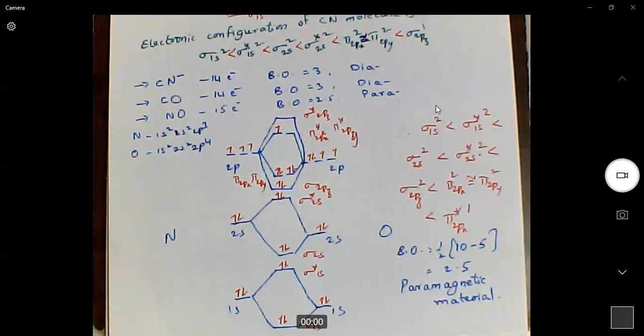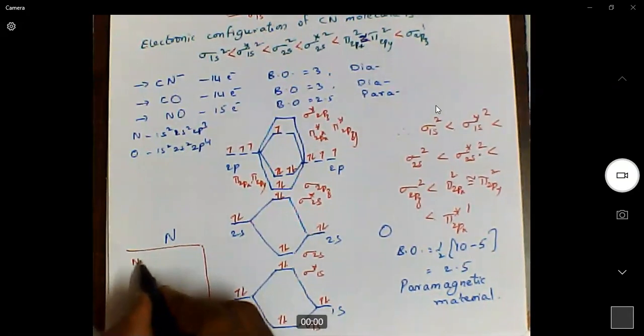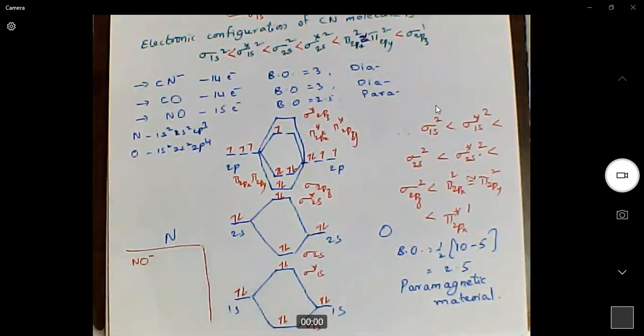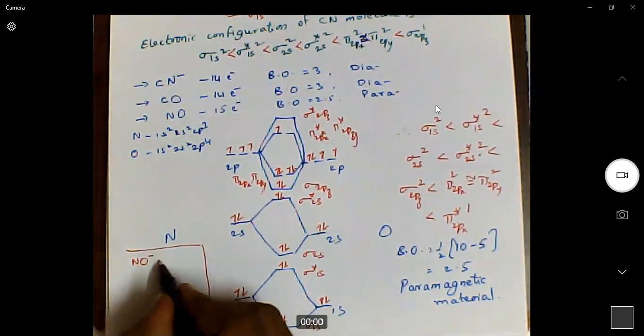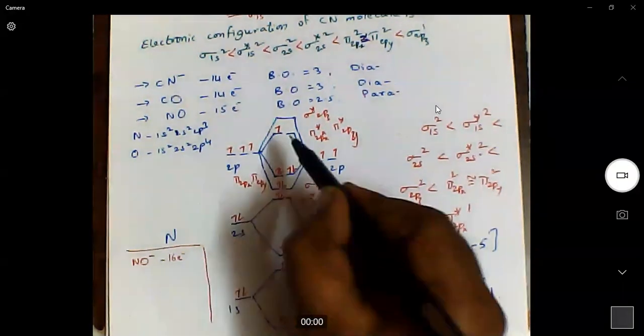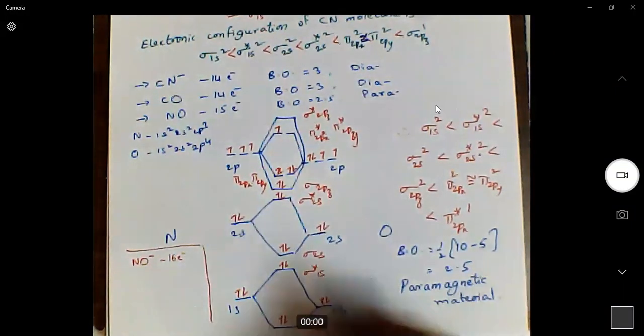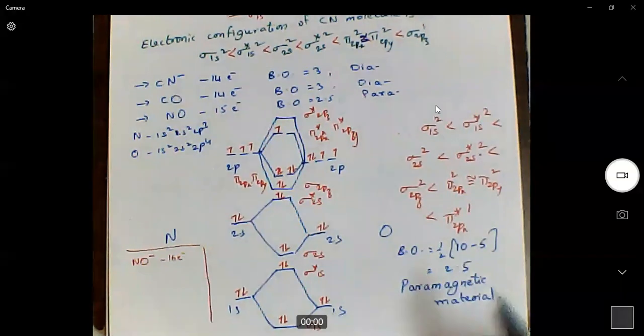Please take the notes along with me. If we add an electron to NO molecule, it becomes NO minus. For NO minus, we will have 16 electrons. That means we will add one more electron here. Then also it is paramagnetic and the bond order is 2.